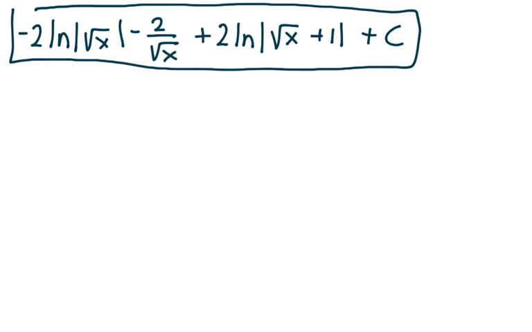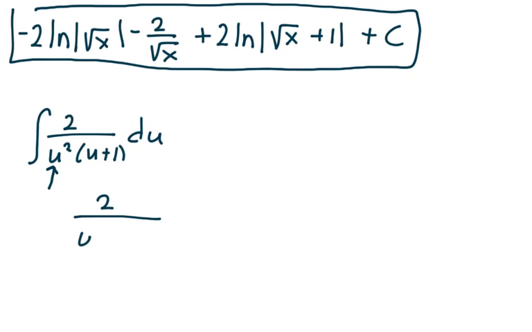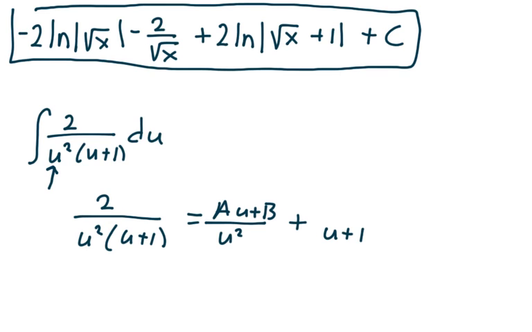Now, here's a question. So we had 2 over u squared times u plus 1 du. There was a quadratic in the bottom, and so I could very well have done this. And so this is my go-to. So usually when you have a quadratic, it reduces to a linear on top. And then if you have u plus 1, which is linear, you put a constant on top.